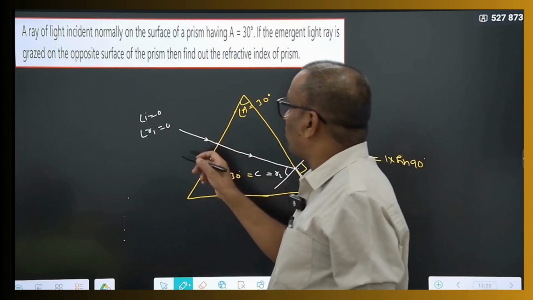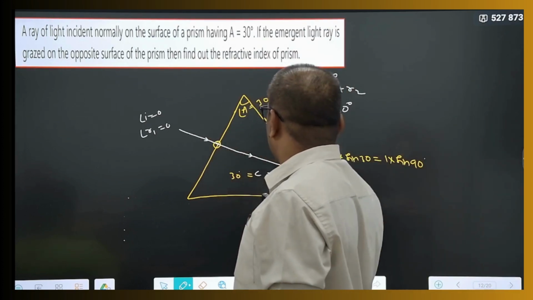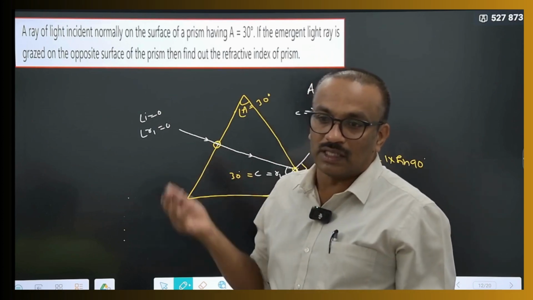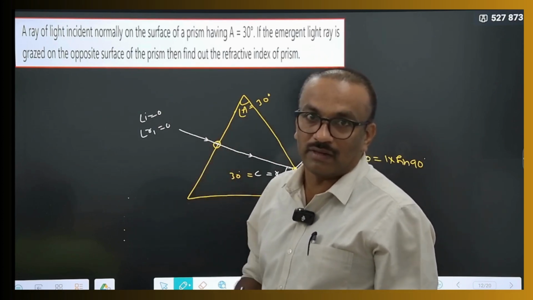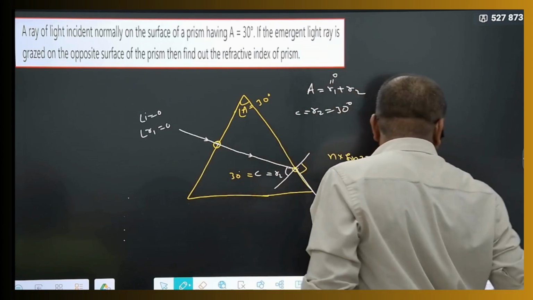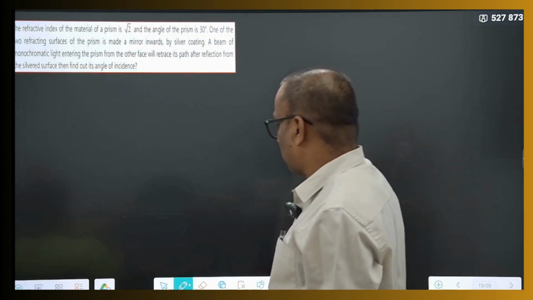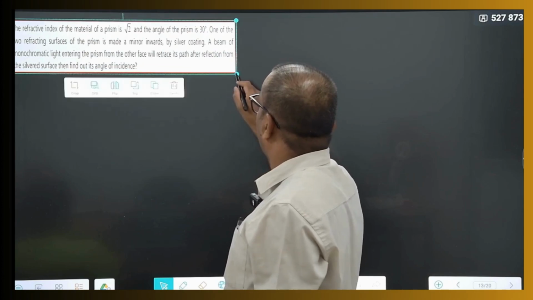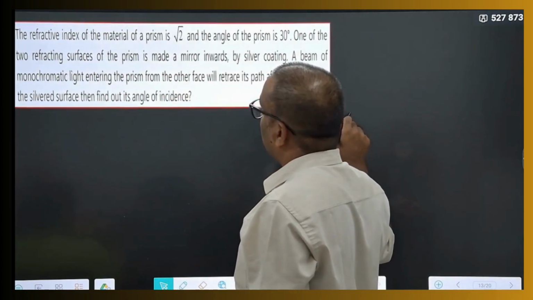Here if you really don't know what is normal incidence and grazing emergence, this problem will be very difficult. So be careful, then you can do questions very easily. Now let us see here.